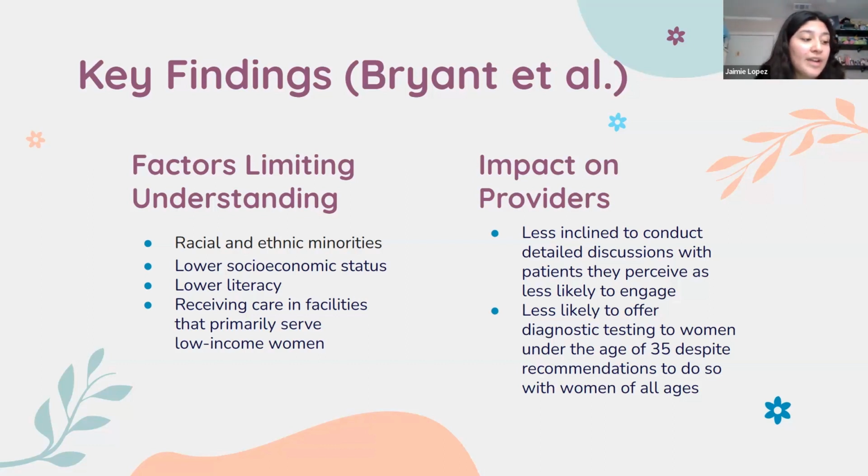Compared to women with adequate literacy, women with poor literacy were significantly less likely to recall having had a discussion about aneuploidy screening, with a comparison of 87.3% versus 93.7%. Finally, women receiving care in facilities primarily serving low-income women were less likely to know whether or not they had screening: 83.4% for low-income sites compared to 93.8% for women in all other settings.